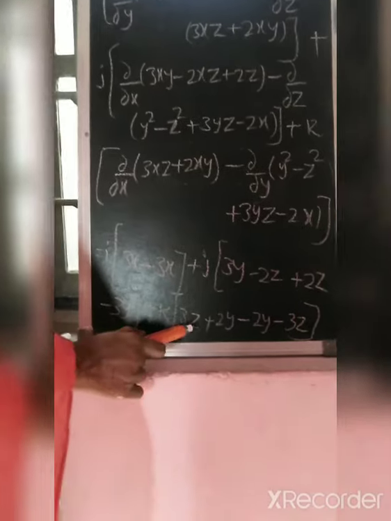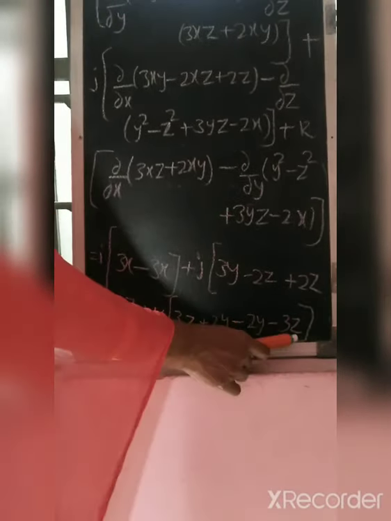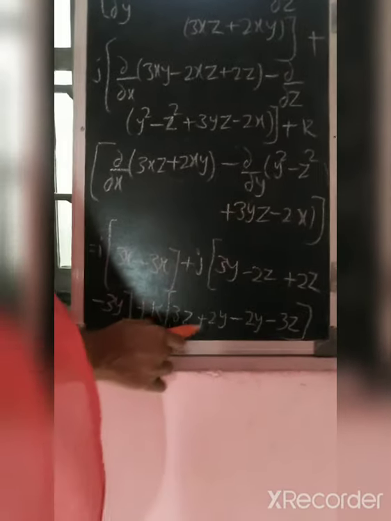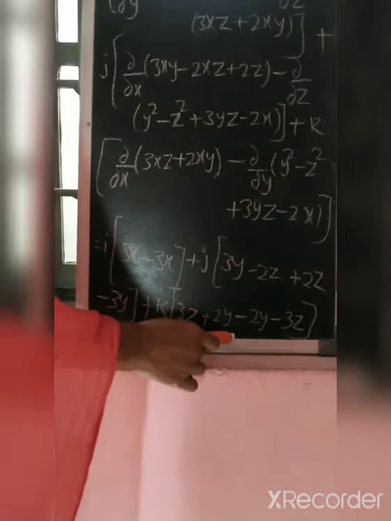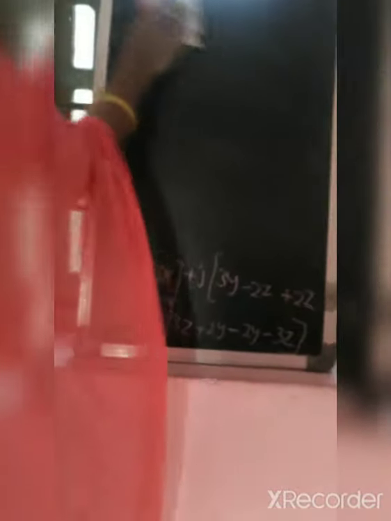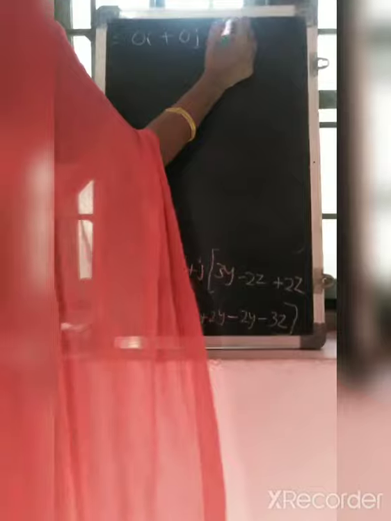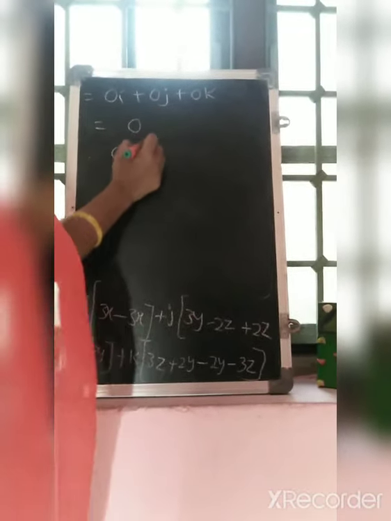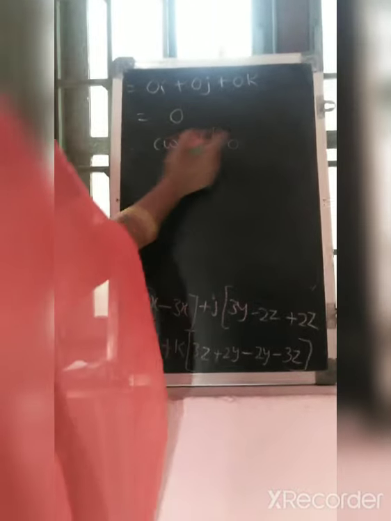Here plus k into, here plus 3z and here minus 3z, here plus 2y minus 2y. So that is totally cancelled. So that is 0. So finally we get the value of curl: 0 into i plus 0 into j plus 0 into k. So that is 0. Therefore here curl f is equal to 0.